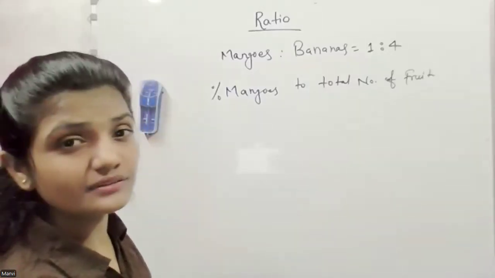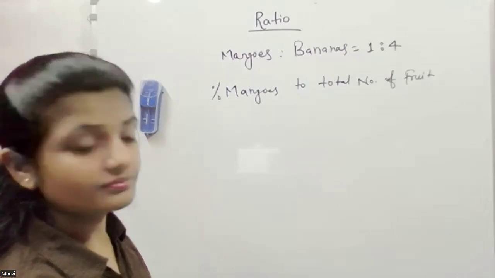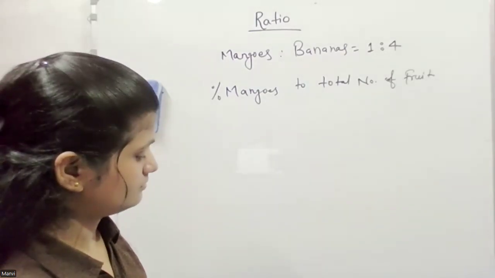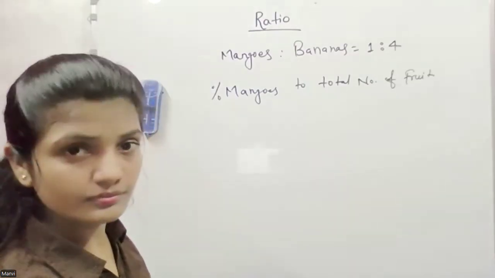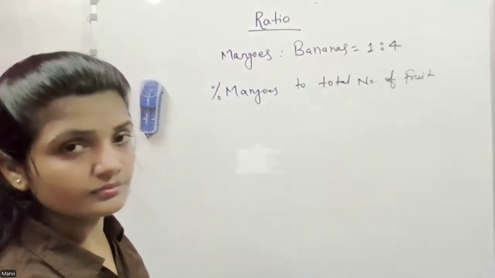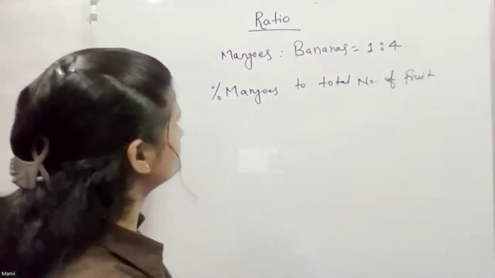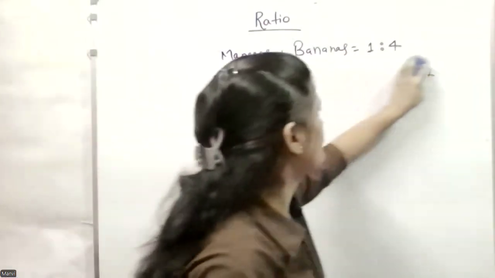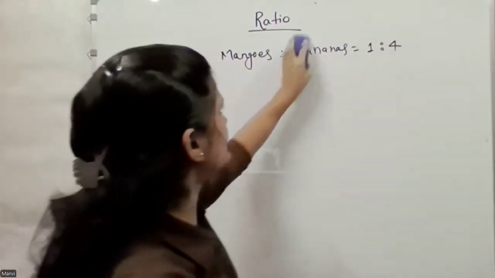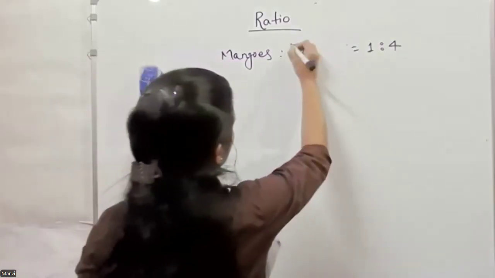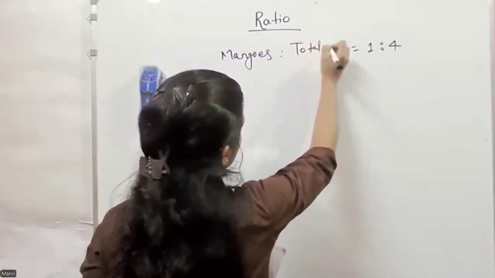How did you do that? So I got how much total, 1 plus 4 is 5, and I did how much mango, which is 1, and then I did it in fractions. Very good, 1/5. And then, okay. Now, percentage, if we have this, that mango to total number of fruit, okay? Yep.